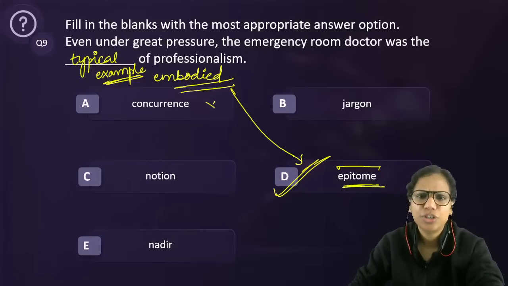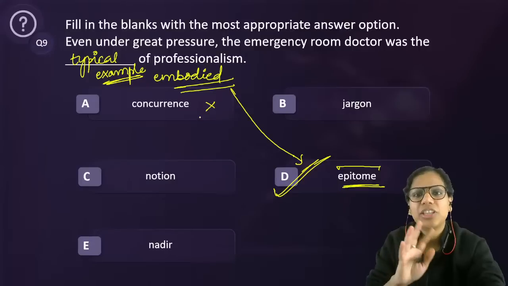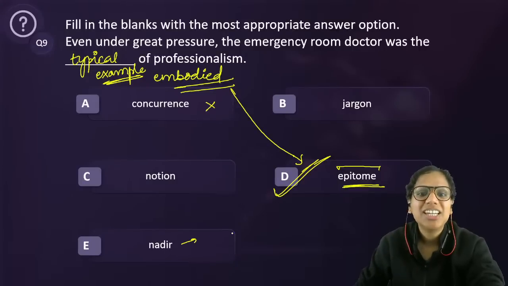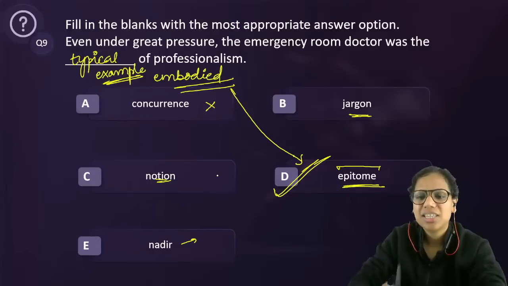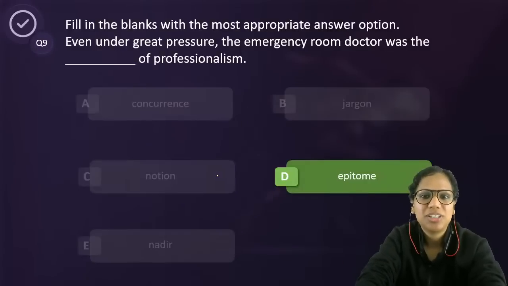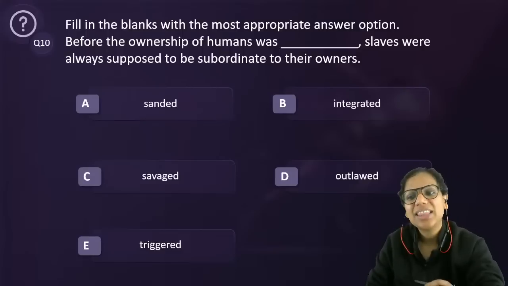The other words don't fit. Concurrence, when there's agreement on something. Nadir is the lowest point of something. Jargon, the technical words of a field. Notion, an idea or a concept. None of them make sense in this context. Just epitome. And the last question for the day.